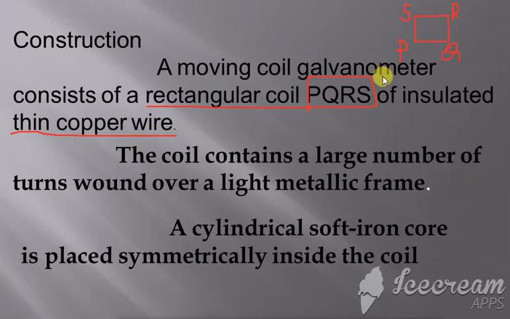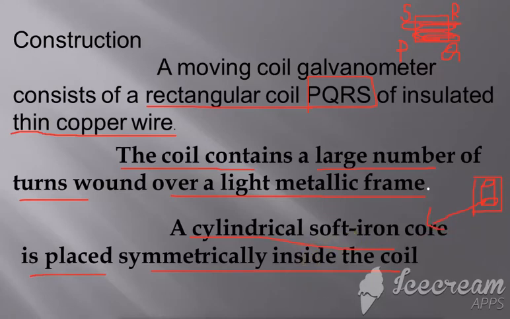Then the coil contains a large number of turns wound over a light metallic frame. So over this there will be a large number of turns. Then a cylindrical soft iron core is placed symmetrically inside the coil. So if this is a coil, inside it a cylindrical soft iron core is placed.